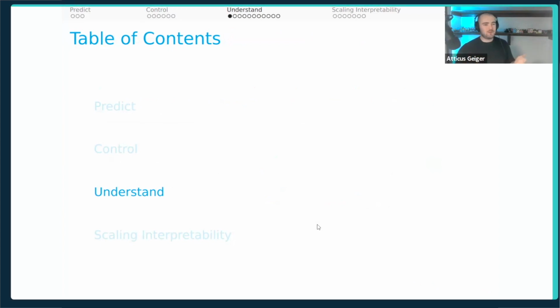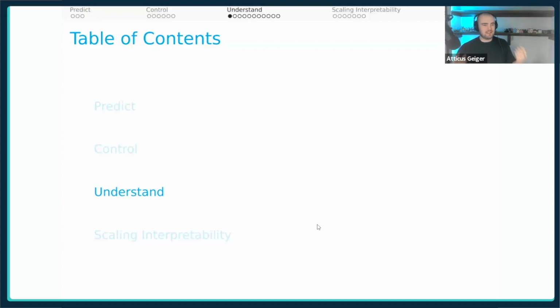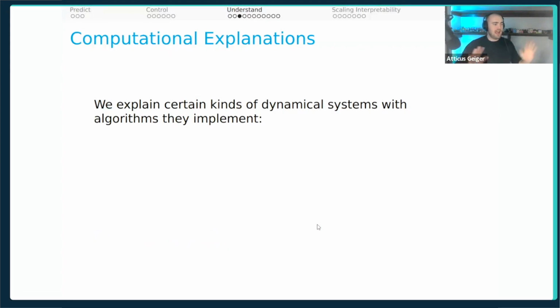And now I'll move on to understanding, which is my personal favorite part of interpretability and really the central thrust of my entire time as a PhD student. I'd like to take a couple steps back and zoom out when I first talk about understanding black box AI systems today. So first, I just want to think about computational explanation as an idea.